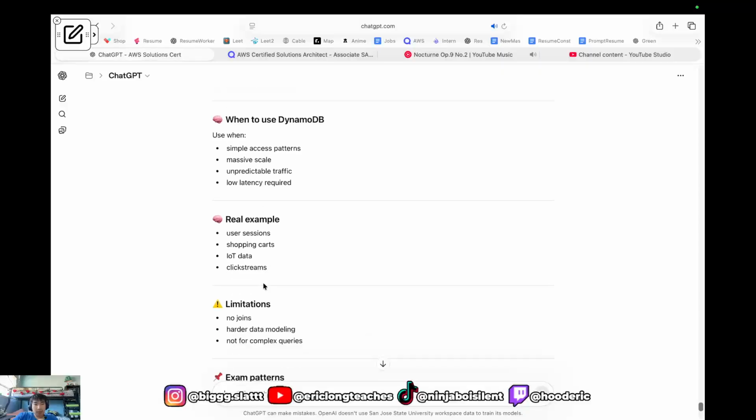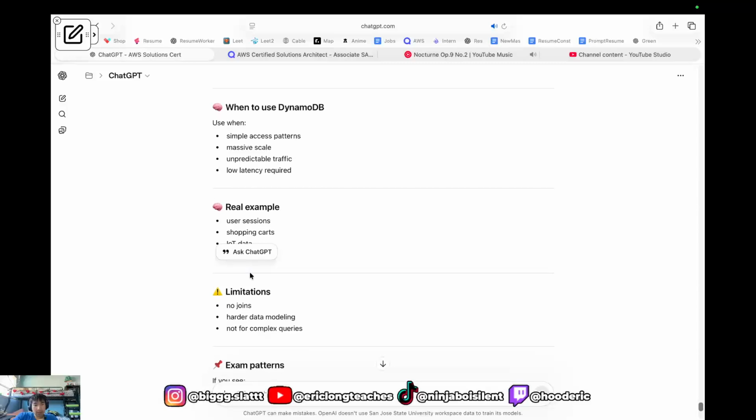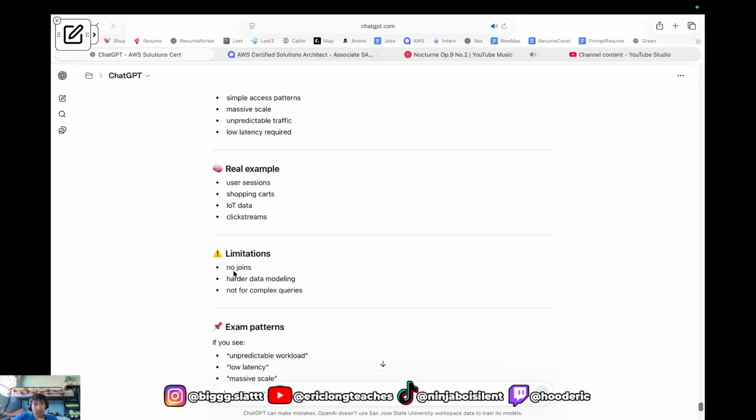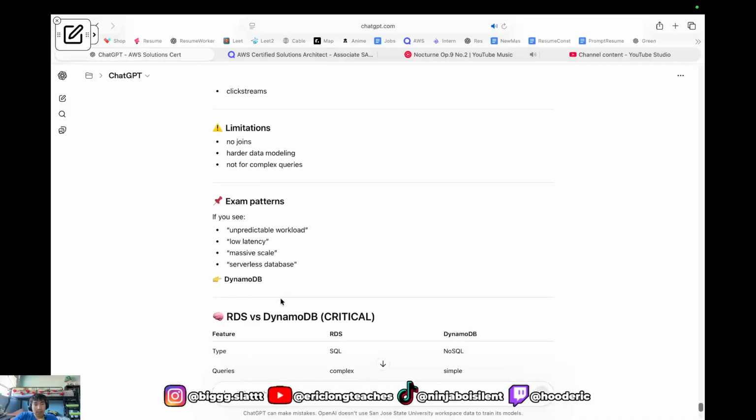Real examples would be user sessions, shopping carts, IoT data, and click streams. The limitation is that there are no joins and data modeling is harder, so it's not for complex queries. So if we see something called unpredictable workload, where we want low latency, massive scale, and serverless, that's DynamoDB.